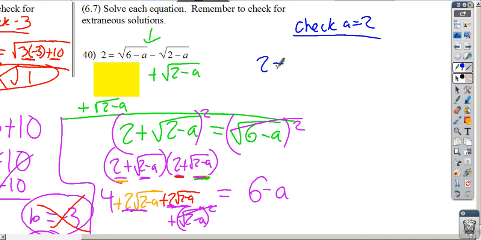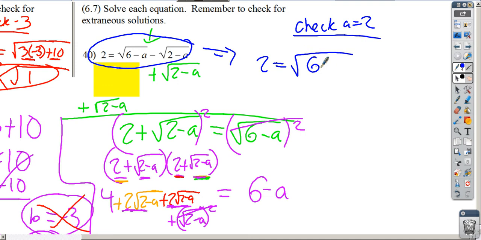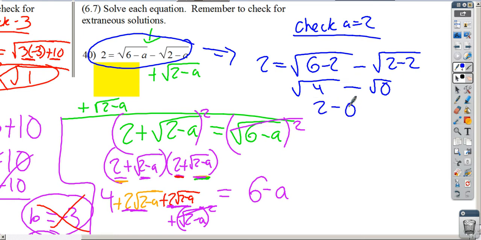So we have, using this equation, 2 equals the square root of 6 minus 2, minus the square root of 2 minus 2. So that's the square root of 4 minus the square root of 0. The square root of 4 is 2, minus 0, and that does equal 2. So it looks like 2 is a real solution, and that's it.